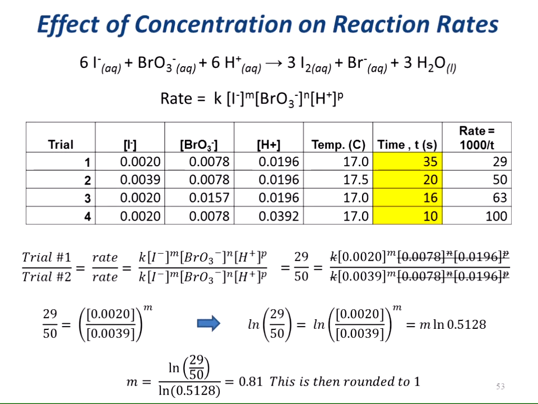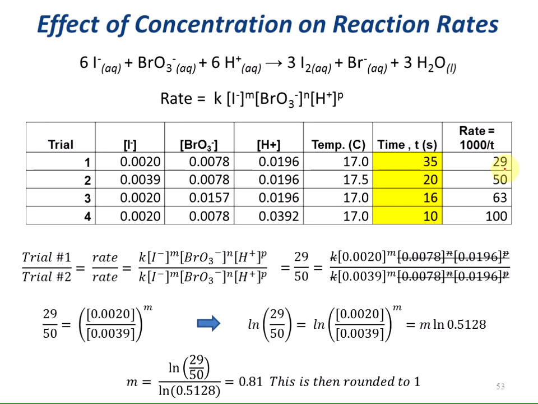So this will be representative of some of the data that you'll actually collect. So you'll determine your initial concentrations, your I minus, your bromate, and your acid concentration. And you've got different trials that you'll do with different concentrations. And the temperature needs to be the same for all of these. And you'll measure the time it takes for the reaction to occur. And we're going to take 1,000 divided by that time to get the relative rates.